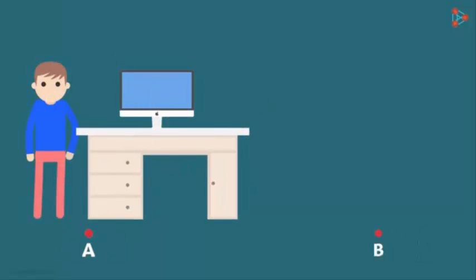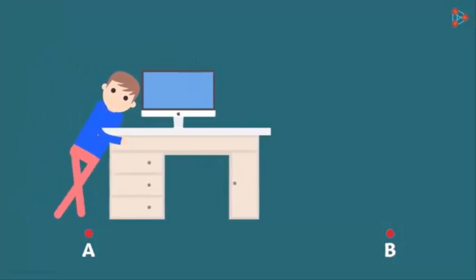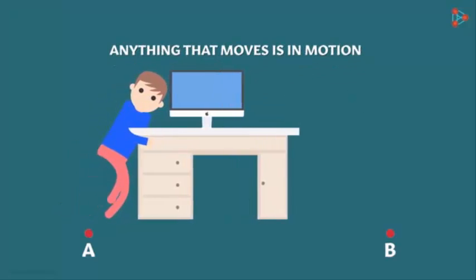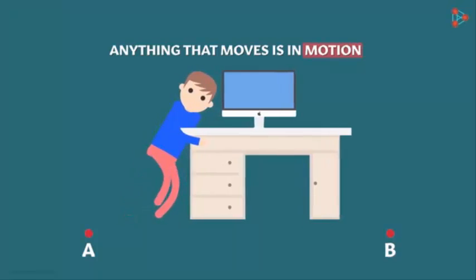See, if you look in front of you, there's a boy standing at point A and he wants to move the table from point A to point B. So what he will do, he will push the table such that the table moves from point A to point B. So you can say that anything that moves is in motion.